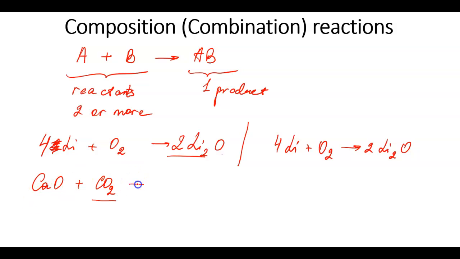Okay, so two substances react with each other and one substance is formed. So two reactants and one product, right? So this is the first type of reaction, composition or combination reactions. So two or more substances react to form one more complex substance.